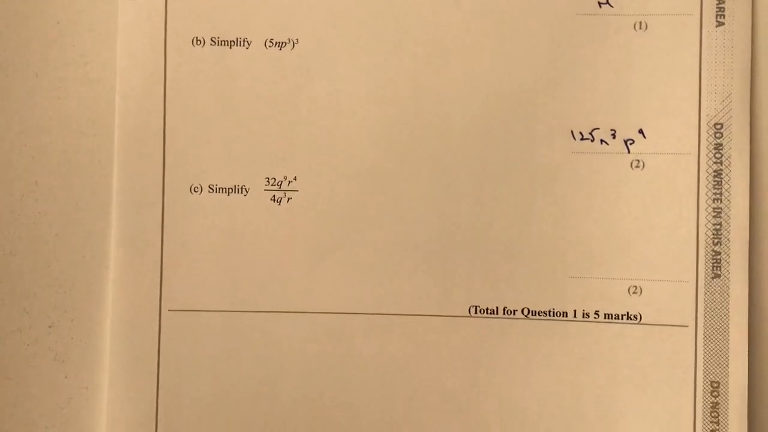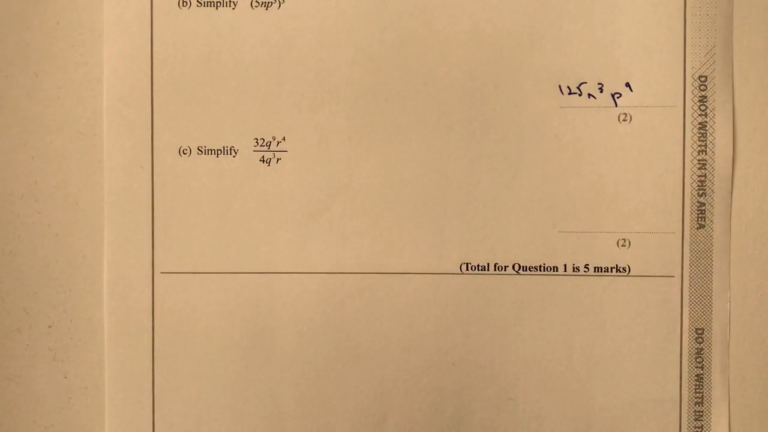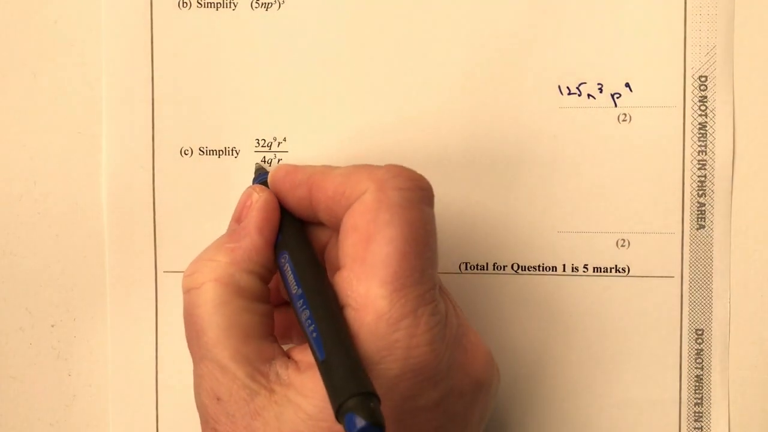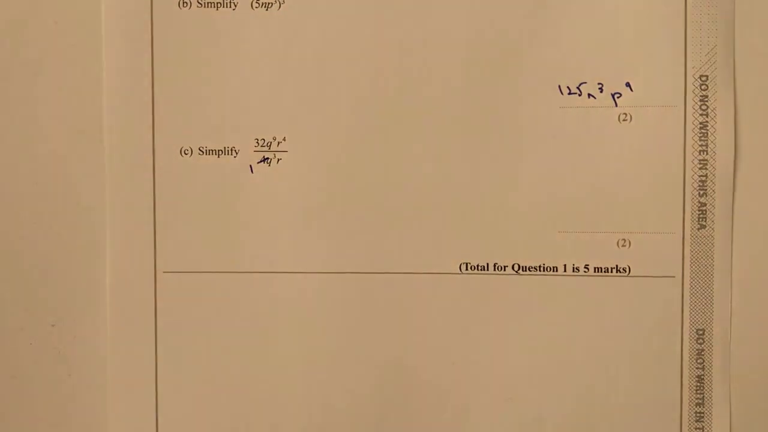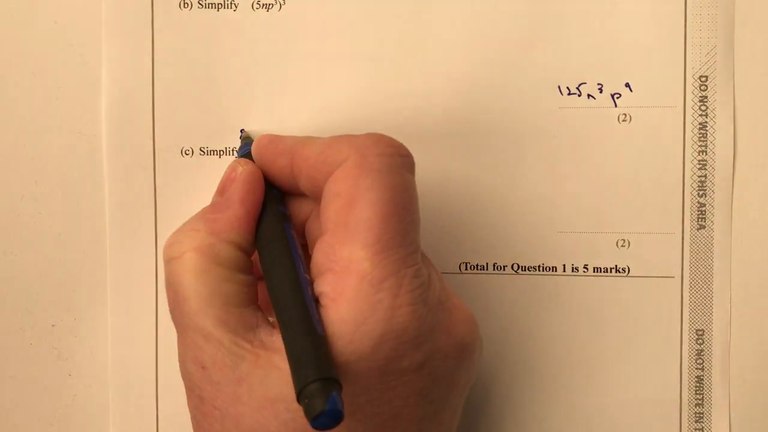Okay, let's have a look at part C of this question, which is simplify. So I think the easiest way with this is just really to reduce it as you go along. So at the moment I've got 32 over 4. Well, 4 will divide into 32 8 times. So actually I can just get rid of that 4 and, if you like, make it 1, and get rid of that 32 and make it 8.